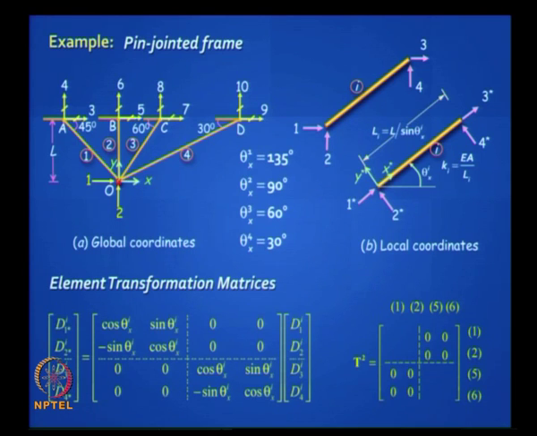So let us write to help you understand what we are doing. For that particular problem, this is 5 6, this is 1 2, right. This is global coordinates.